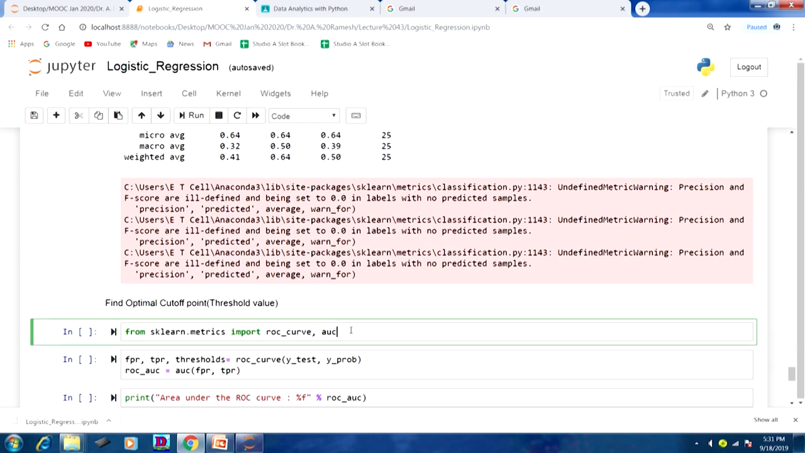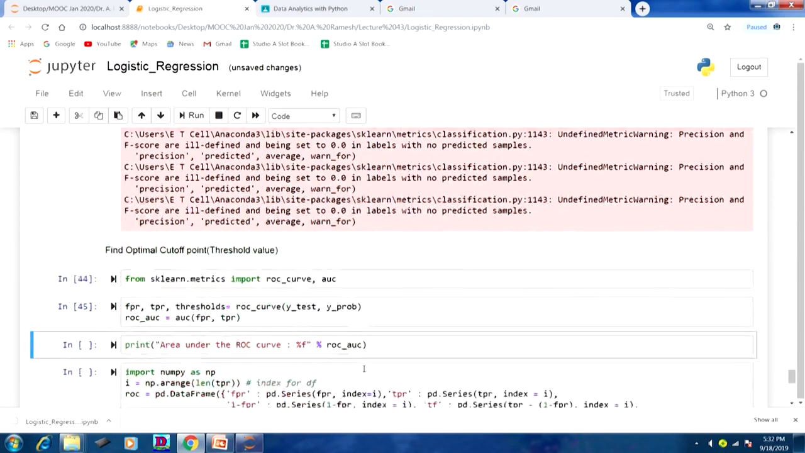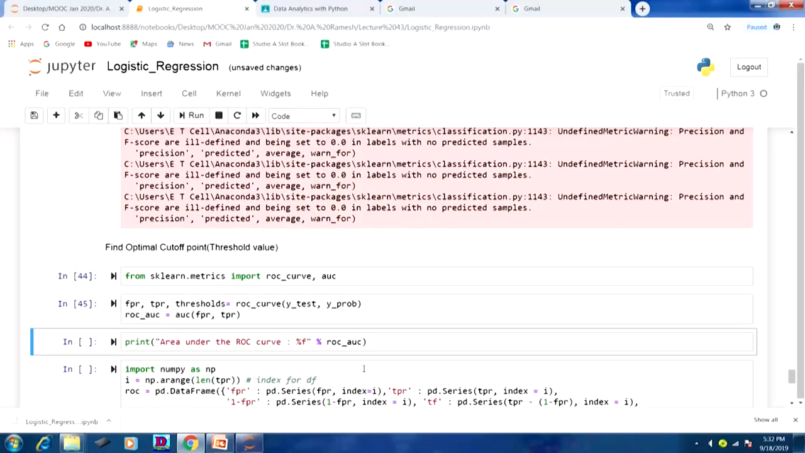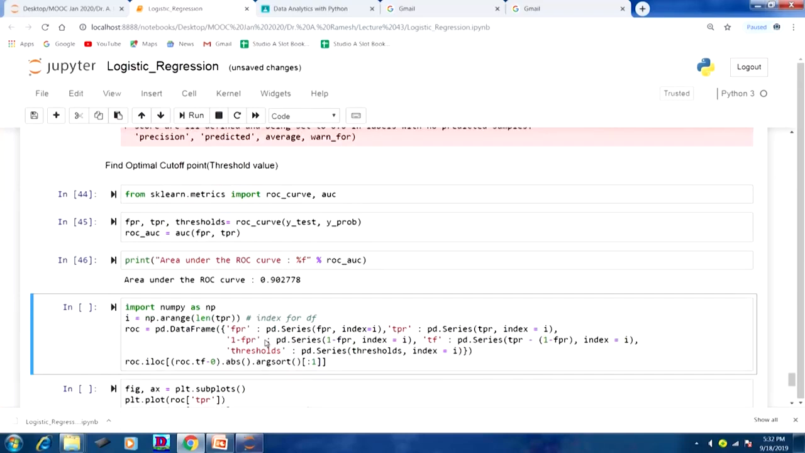So, we will import roc_curve, then we will run roc_curve with y_test and y probability, then we will print the area under the ROC curve, that is the AUC. The area under the ROC curve is 0.90. So, it is the best one because it is nearer to 1, but we want to know the optimal threshold value. For that purpose you have to run this one.